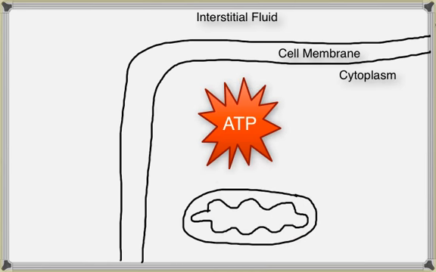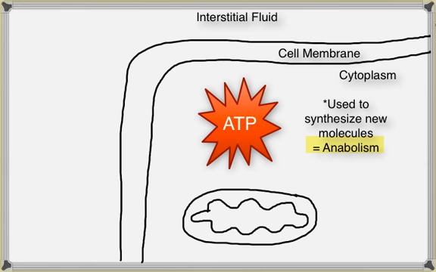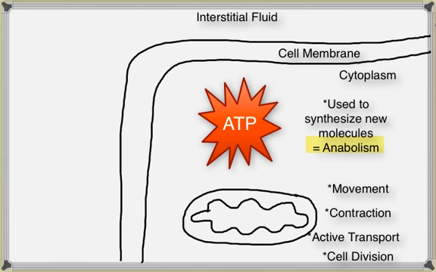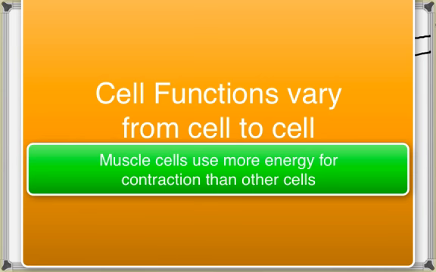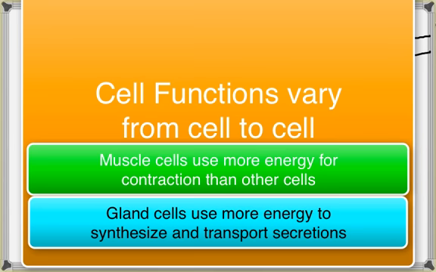The ATP that is produced by the mitochondria will be used to synthesize new organic molecules. This is called anabolism. It will also be used in other cell functions such as ciliary or cell movement, contraction, active transport, and cell division. Cell functions vary from cell to cell. Muscle cells will use more energy for contraction, whereas gland cells will need ATP to synthesize and transport their secretions.